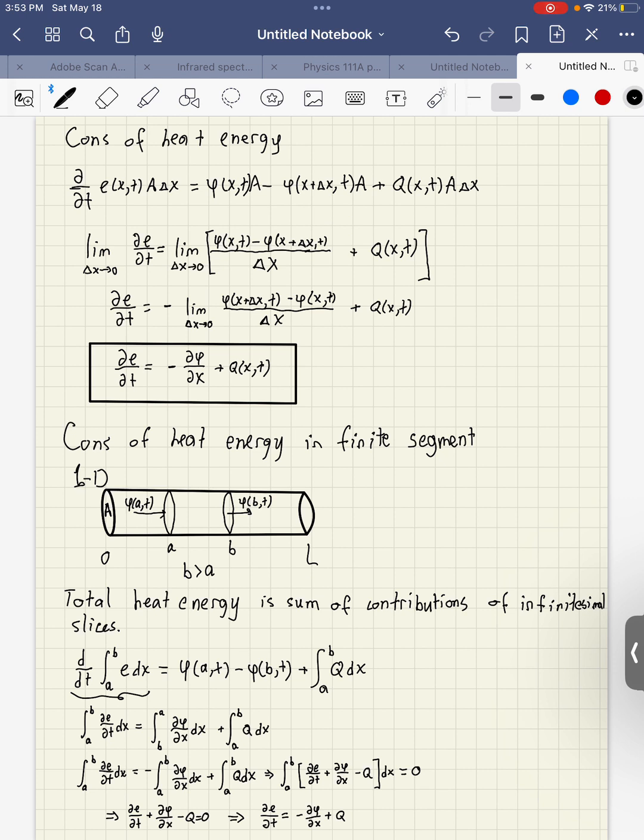So this shows that no matter how small or how large or how finite or how infinitely small your segment is, this equation is still applicable.